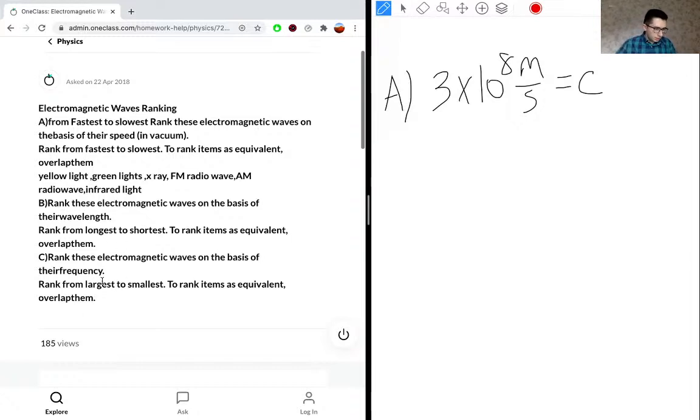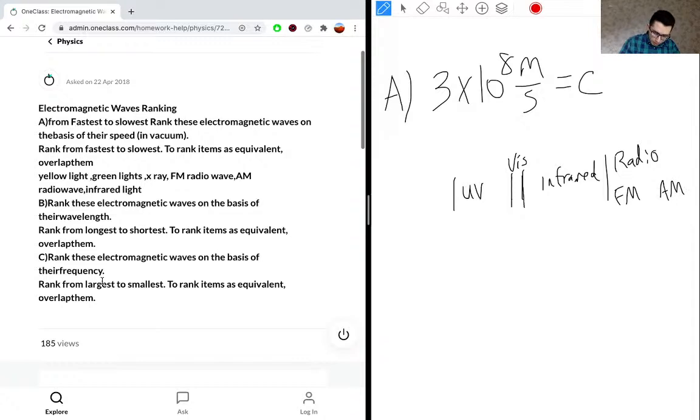So let's just draw a simple diagram. We know the visible spectrum will be somewhere in the middle. So this is the visible. And we have UV on the left, infrared on the right, and then I'm just trying to separate these out into lines. We have radio waves, we have FM, and then we have AM. And then on the left side over here we have X-ray, and we have gamma. So gamma is this symbol.